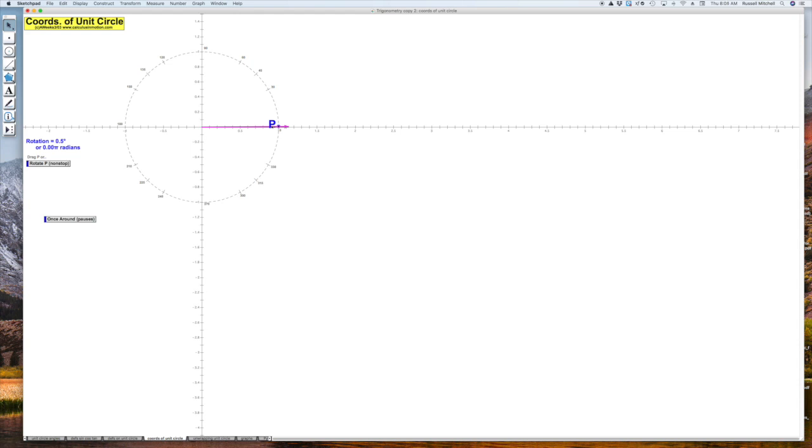All right, let's go by pi over 3's. Now what I want to do is break the angle 0 to 180 degrees into 3 equal pieces, or I want to break pi into 3 equal pieces.